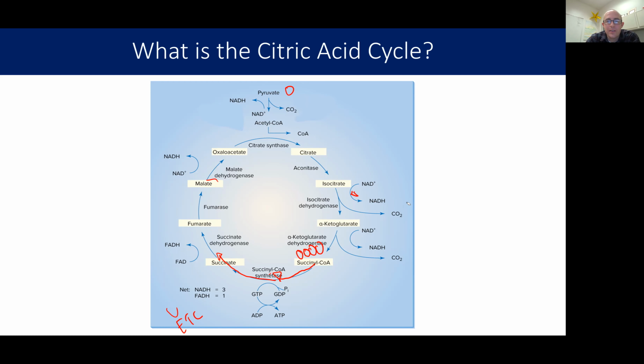So that's a lot of talking just to say that by pushing carbons on and off of oxaloacetate and citrate, we can yield NADH and FADH2 that can then go to the electron transport chain. I do not expect you to memorize all of these enzymes and all of these steps. Do remember how many NADH and how many FADH2 are going to come out of the citric acid cycle.